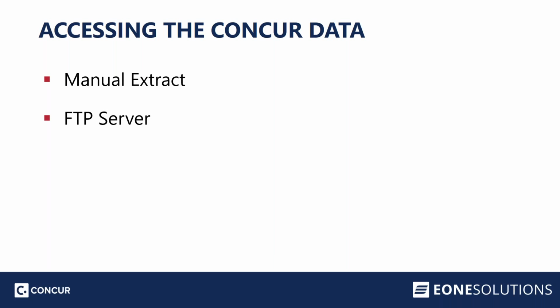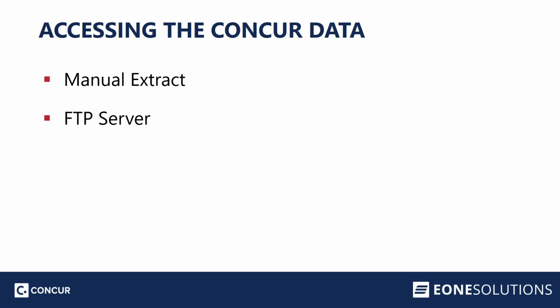Taking that a step further, Concur has an offering where they can go ahead and provide an FTP server and actually automate the process of generating those files. So again, what this is going to do is it's looking at that same process. It's looking for the closing of a batch. Once that batch is closed, it will be set on a schedule to go ahead and pull across that new extract file whenever it's been completed.